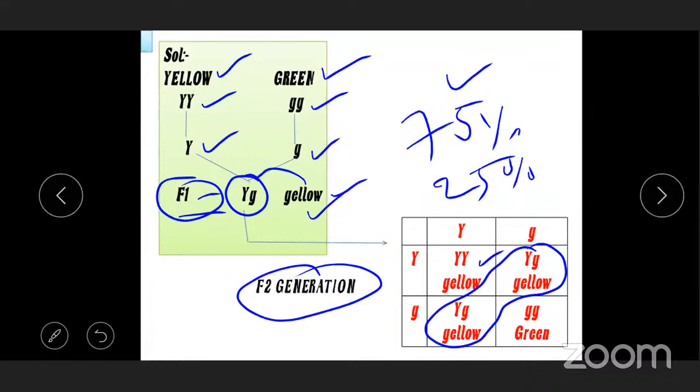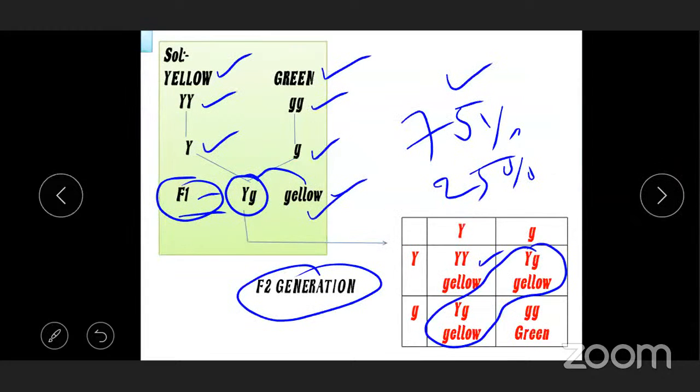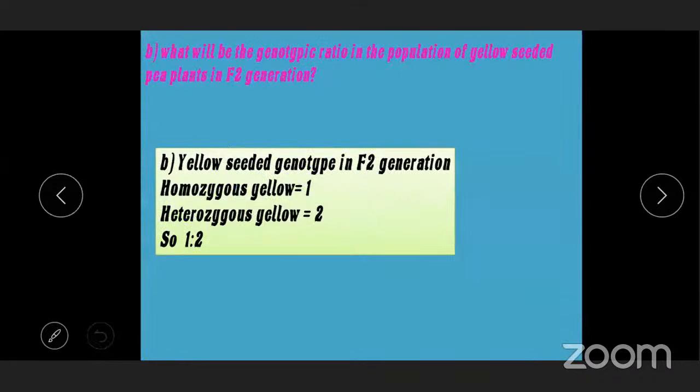How many homozygous yellow are there? Only one. How many heterozygous yellow are there? 2. So what did he ask? What will be the genotypic ratio in the population of yellow-seeded pea plants in the F2 generation? He asked about only yellow-seeded pea plants. So what is the answer? Homozygous yellow, capital Y capital Y, is to heterozygous yellow, capital Y small y.